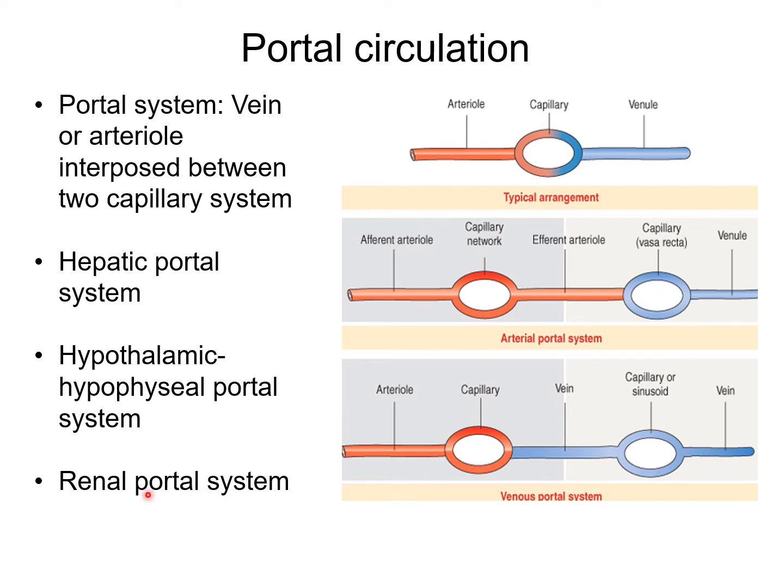In case of the renal portal system, there is an afferent arteriole which enters the glomerulus and divides into a capillary network. Then the capillary network comes out as an efferent arteriole. The efferent arteriole breaks into smaller capillaries in the collecting tubules of the kidney. Then they rejoin to form smaller tributaries of the renal veins.